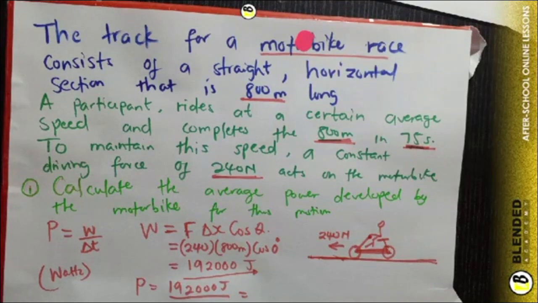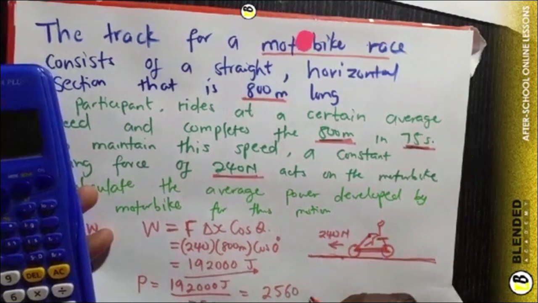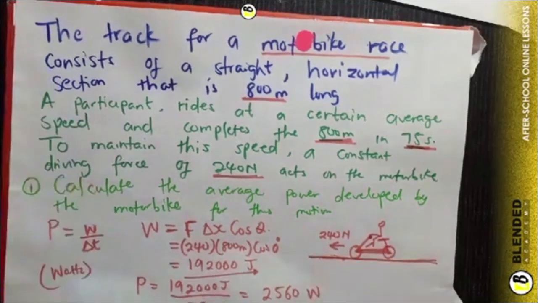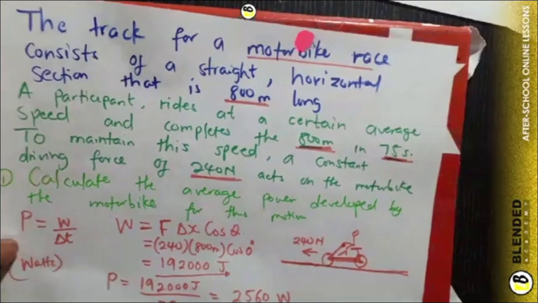So we're going to get 2560 watts. Remember to put in the units there, watts. So that's your power, or the average power that needs to be applied for this bike to move from a certain point and cover that 800 meters. All right, so now let's move on to another question.